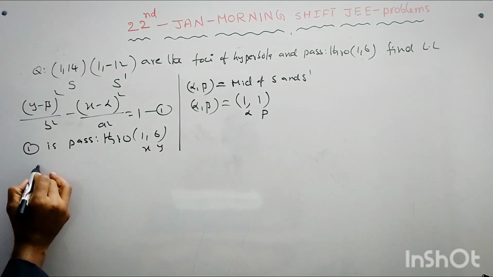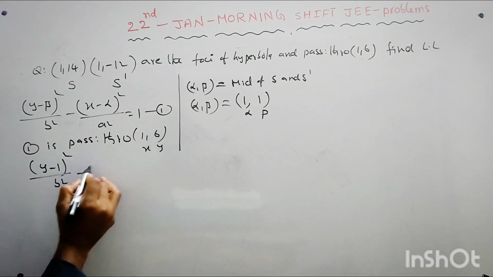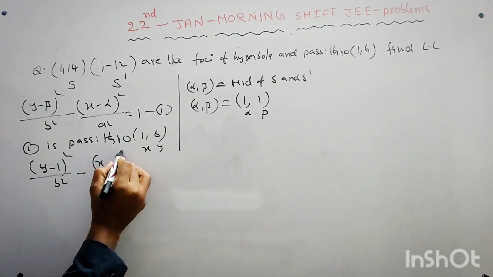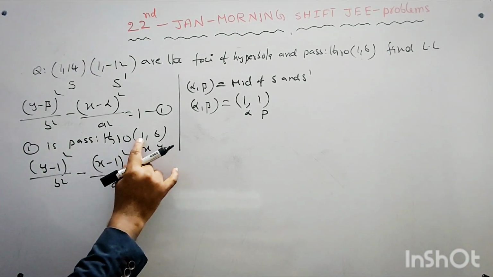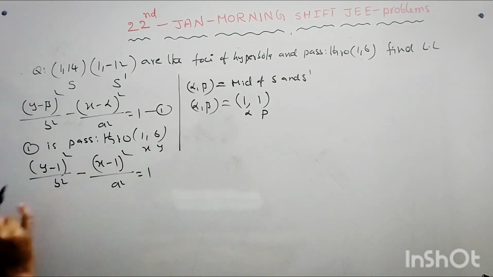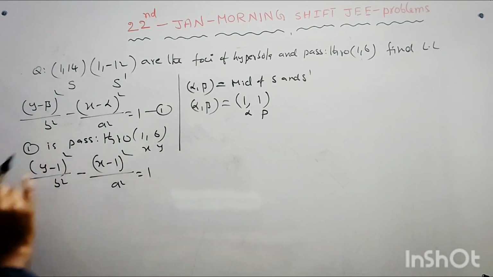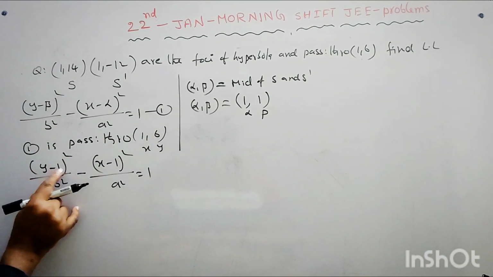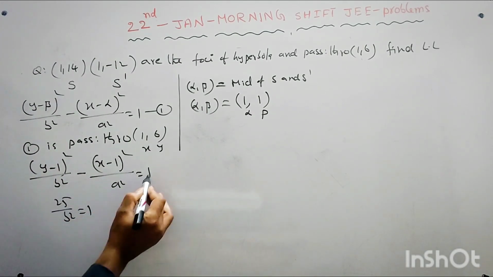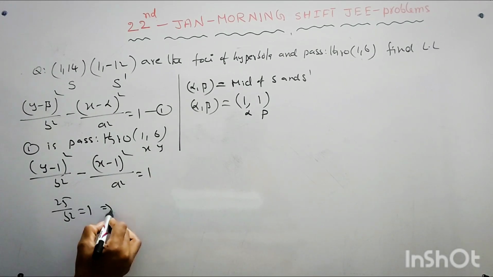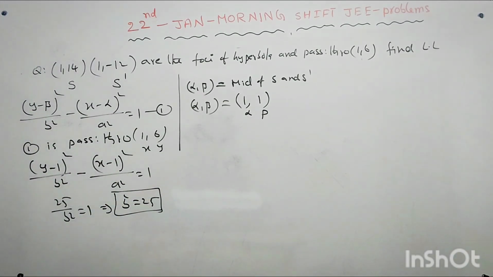So you will get (y minus 1) whole square by b square minus (x minus 1) whole square by a square is equal to 1. But this is passing through the point (1, 6). Substitute this point here. The x value is 1, so 1 minus 1 is 0, and this entire part will be 0. The y value is 6, so 6 minus 1 is 5. So 5 square, that is 25 by b square is equal to 1. Then by cross multiplication, you will get b square value is 25.